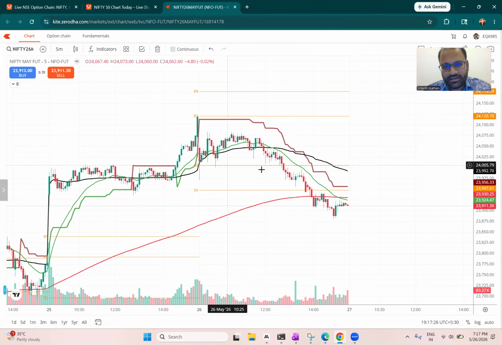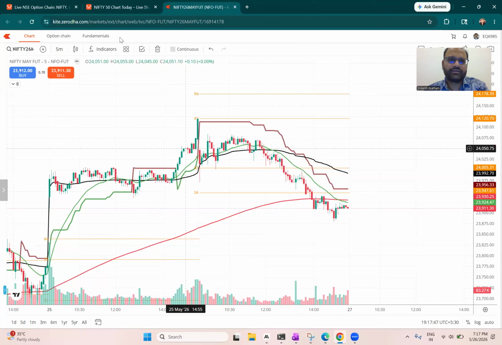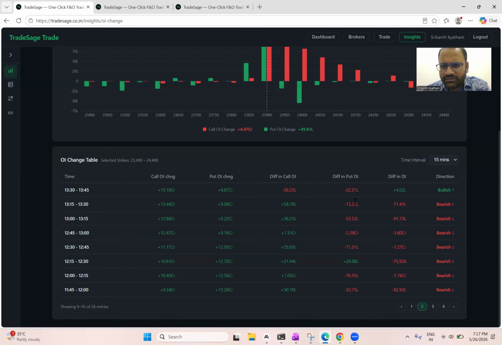Okay. It tries to take a support at the pivot point, right? But it goes up, takes rejection at the 20 MA, tries to take another support at S4 of the pivot point, right? It goes up, takes rejection again. Okay. So this is a clear bearish market. And that's what even the data is indicating. It's all bearish, bearish, bearish. Okay?